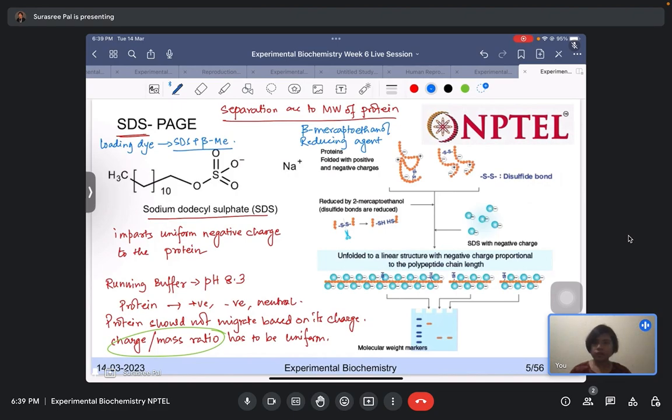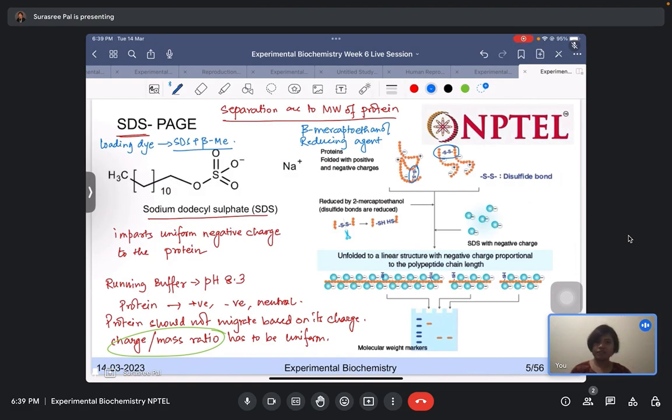Now why do we add this reducing agent, beta mercaptoethanol? Proteins can have disulfide linkages. As you know, disulfide linkages are formed between two cysteine residues. For example, you can see that in this protein chain there can be several disulfide bonds formed.